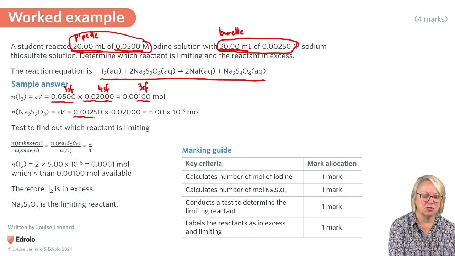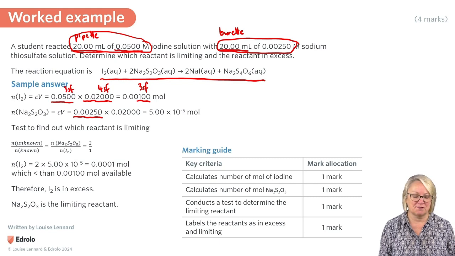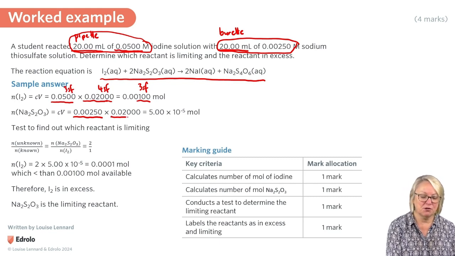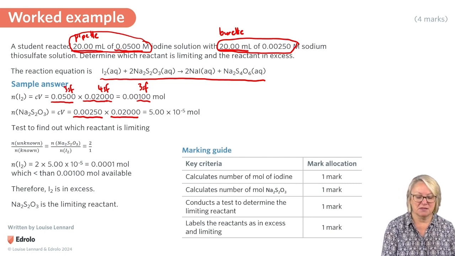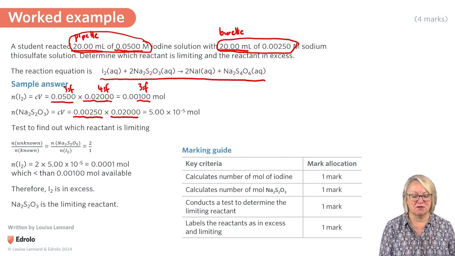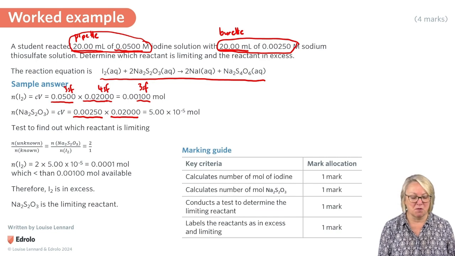So the concentration is 0.00250. The volume is 0.02000. That's dividing mils to get litres. And that means that we've got 5.00 by 10 to the minus 5 mole.